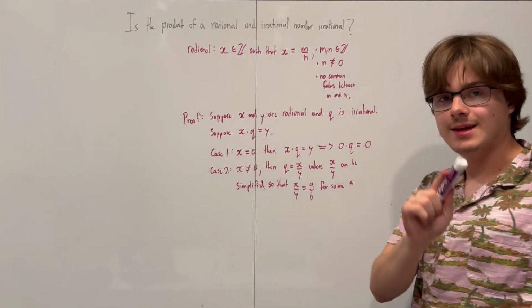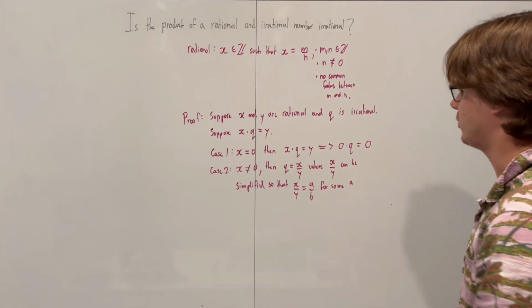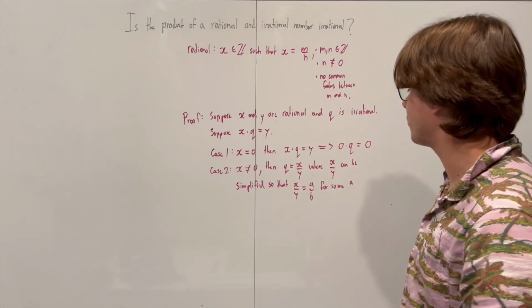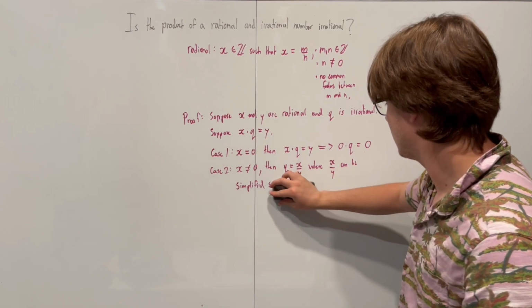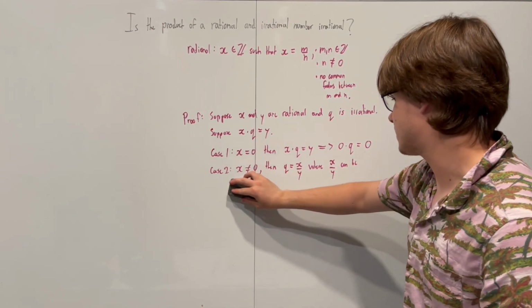Okay. Keep making mistakes, but that's okay, because when you're writing proofs, you figure out what the proof should be as you write it. So here's what I'm going to say.